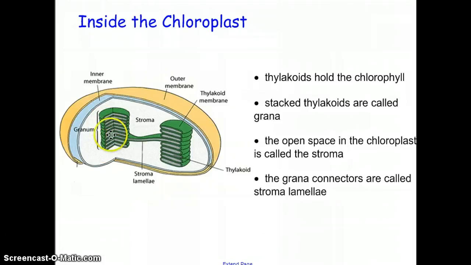And when you stack all the thylakoids up on top of each other, it makes something called a granum. So here's a granum here, and here's a granum here. When the two grana are connected, they're connected by something called the stroma lamellae, and you'll see that function later. You have the outer membrane of the chloroplast, the inner membrane of the chloroplast, and the space that's inside of the chloroplast is called the stroma.